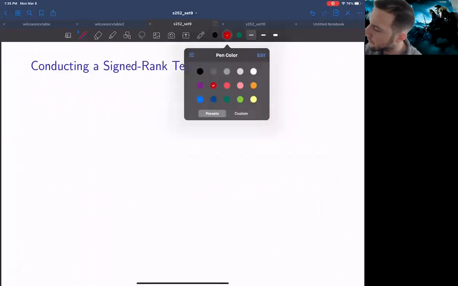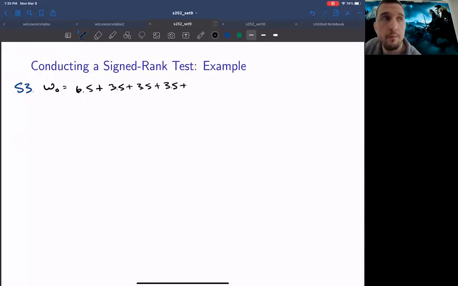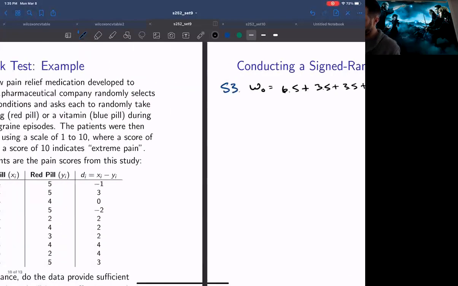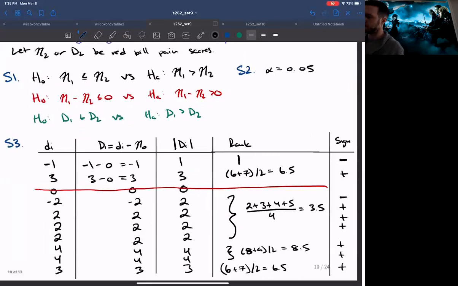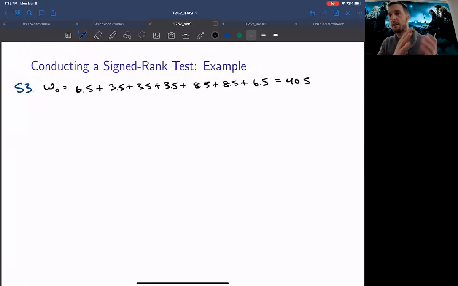So we're going to have from the previous table, W0 is equal to 6.5 + 3.5 + 3.5 + 3.5 + 8.5 + 8.5 + 6.5, which is 40.5. So you can see this is working exactly the same as it did when we first introduced the test in the one sample case. The only difference is that we're operating on the differences now rather than on the raw data directly. And our hypothesized median is the hypothesized difference, which is just a value of 0 in this case.